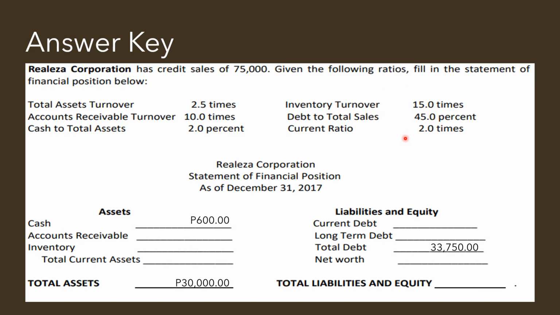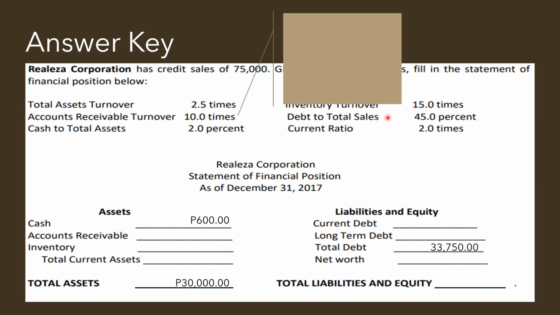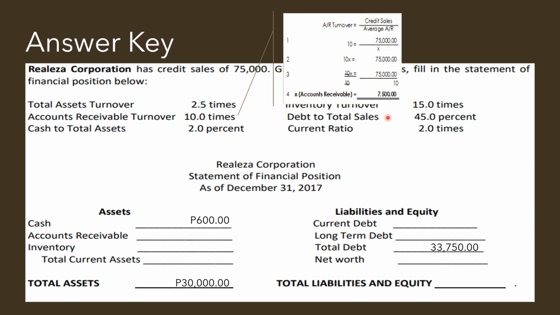Okay? So, saan pa kaya? Meron na tayong total asset turnover. Meron na tayong cash to total assets. We also have debt to total sales. Next should be AR turnover naman daw. So, kaya na daw isolve. AR turnover, simply your credit sales over average AR. So, your AR turnover is 10 times. So, 10 equals your credit sales of 75,000. So, that's your numerator. And average AR is X.